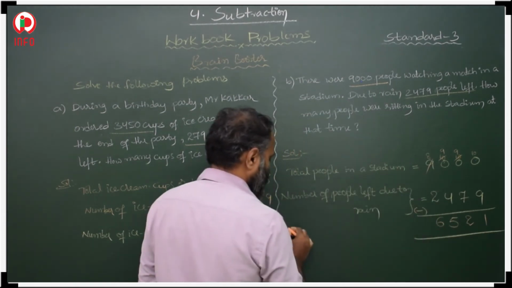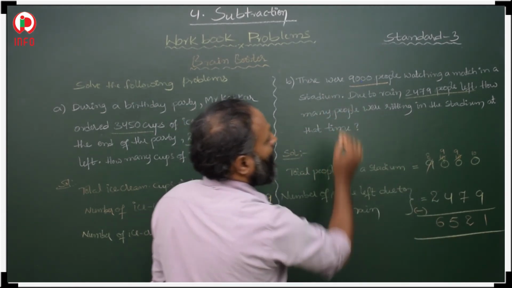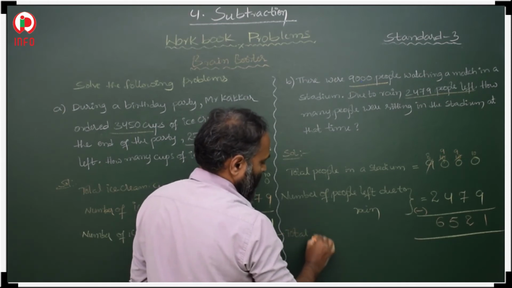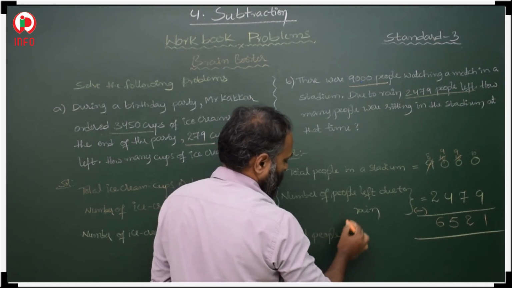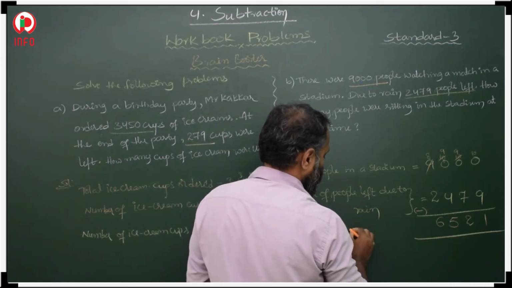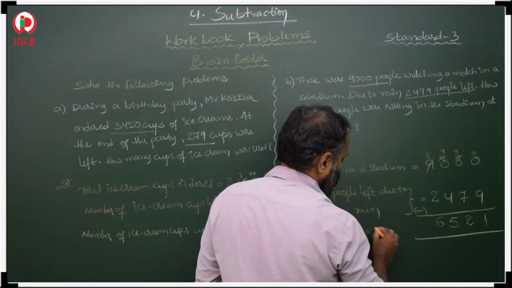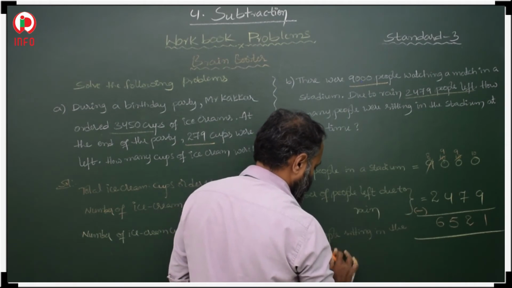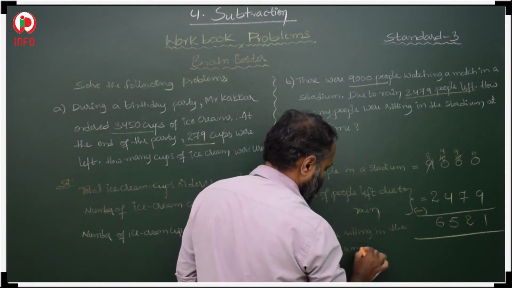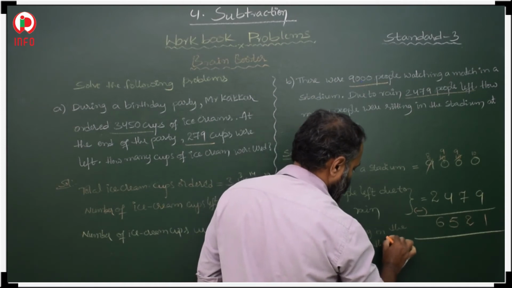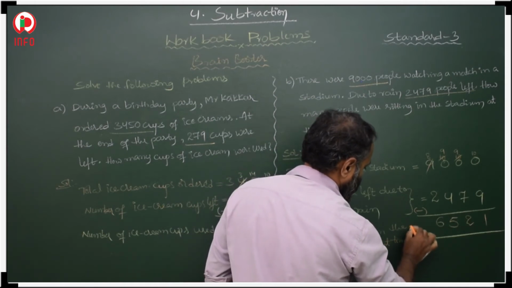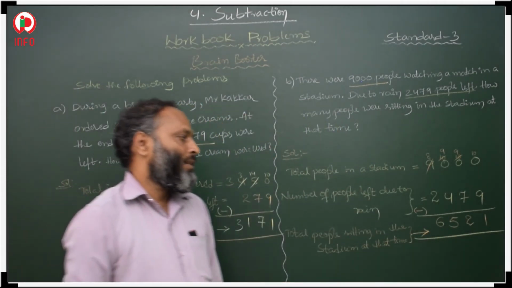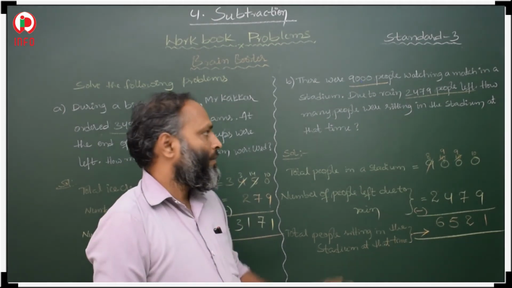Therefore, total number of people sitting in the stadium at that time. How many people are sitting? This many people are sitting at that time. 6,521. Okay. Now these two are the word problems.